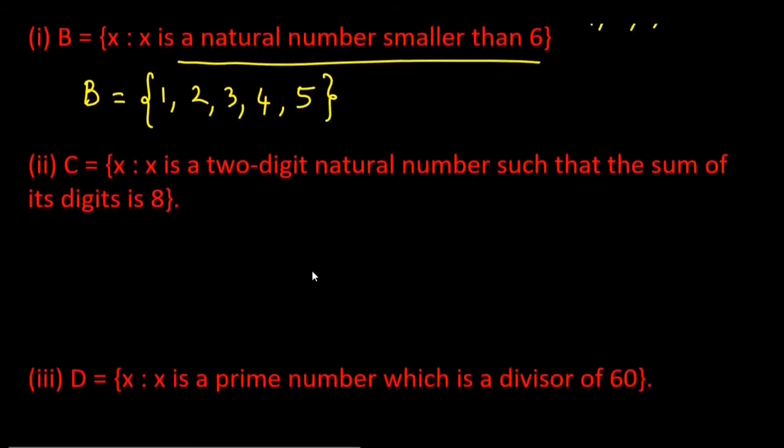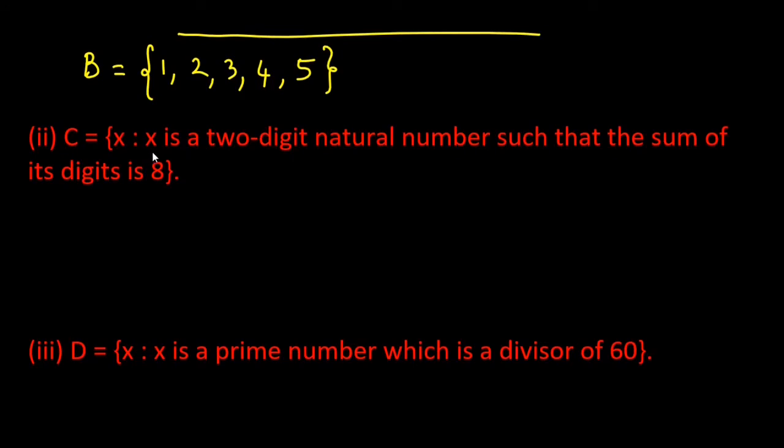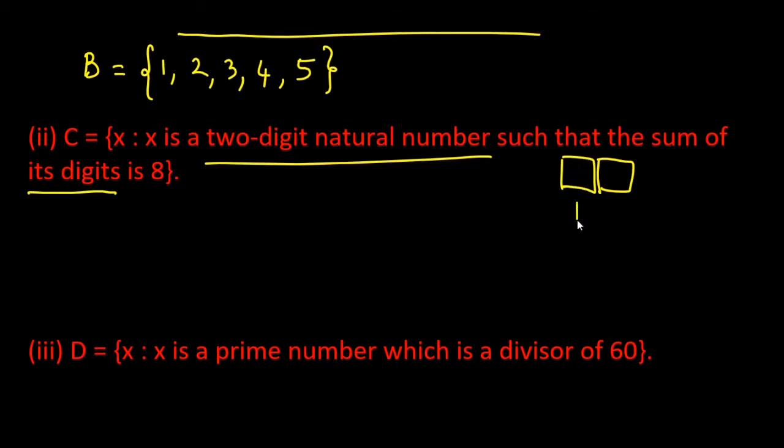The third one, C is equal to {x such that x is a 2-digit natural number such that the sum of its digits is 8}. So the given number has 2 digits. It is a natural number having 2 digits, ones place and tens place only. The sum of digits should be 8. In the tens place we cannot keep 0 here. So let us start with 1.